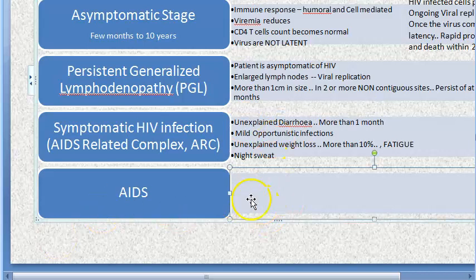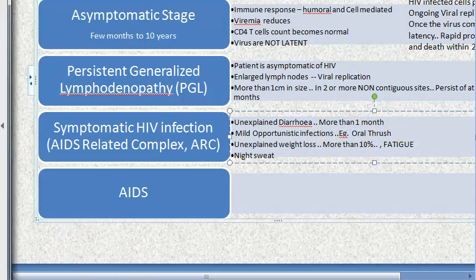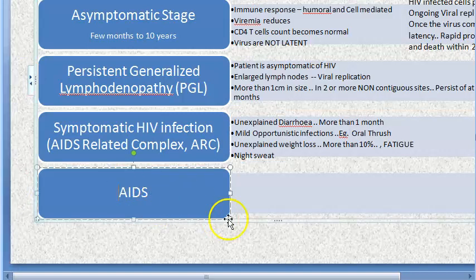That's all, guys. So let's move on now. Oral thrush example. Example is oral thrush for opportunistic infection. That's caused by candida, guys, inside the mouth. Now let us move on to the last part here, AIDS.